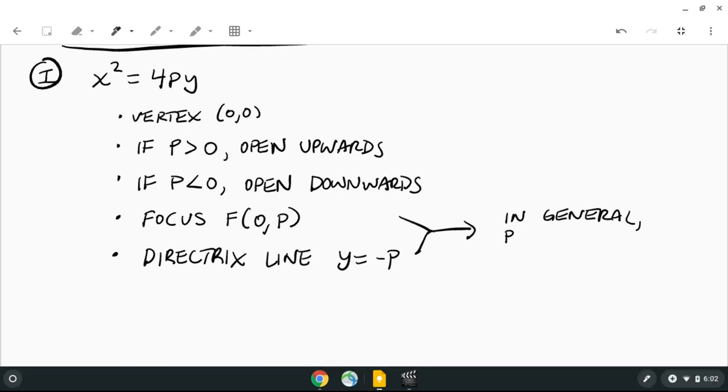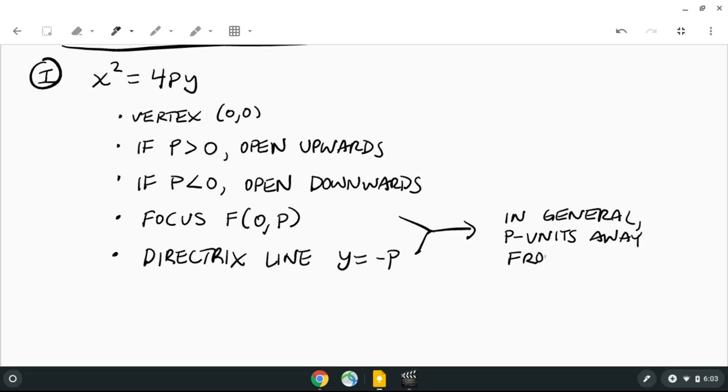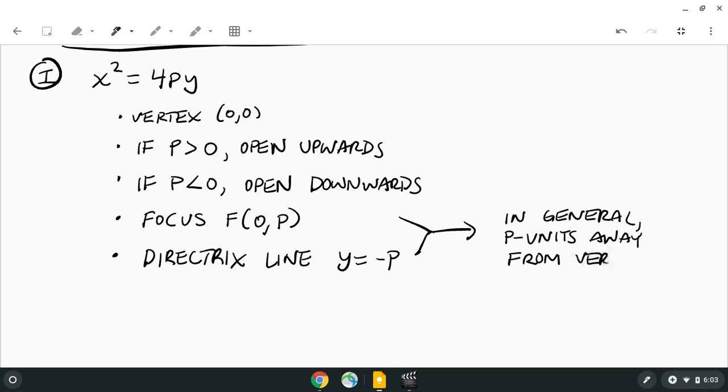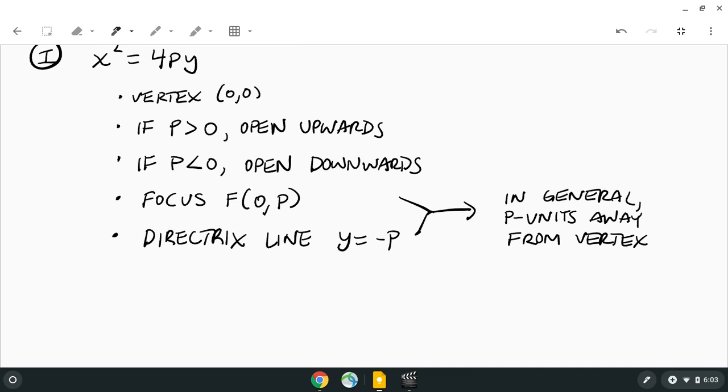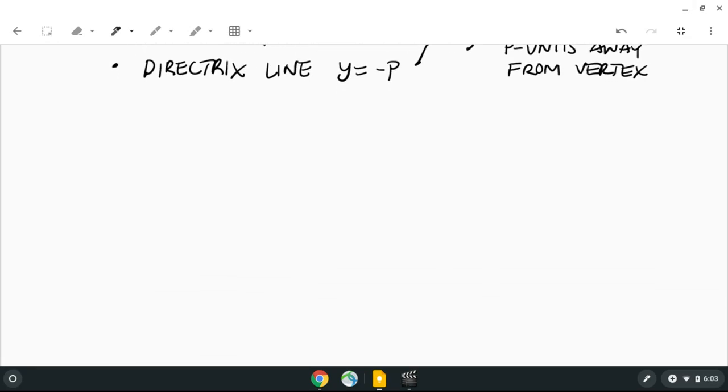So these two things are P units away from the vertex. So you can easily graph those two things, the focus and the directrix, when it's written in this form, and you can identify P, okay? So let me just do some drawings here.